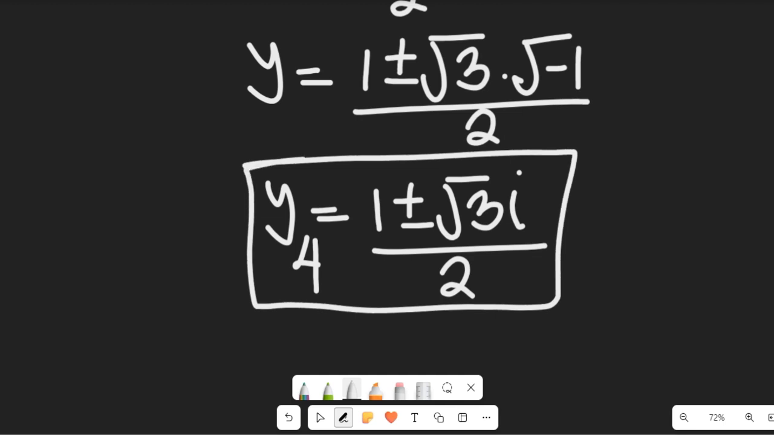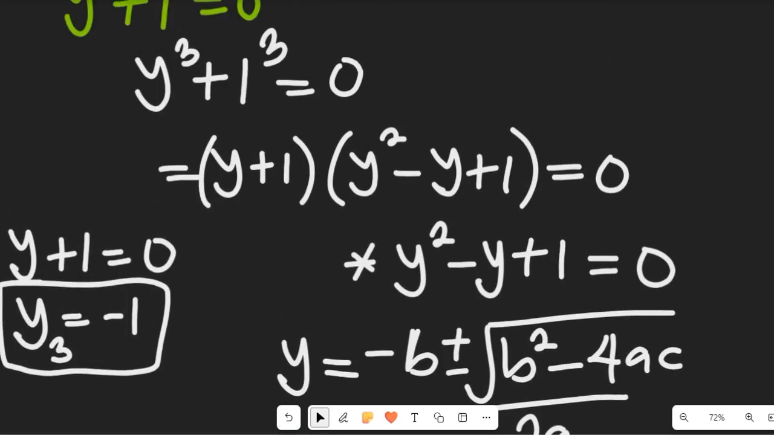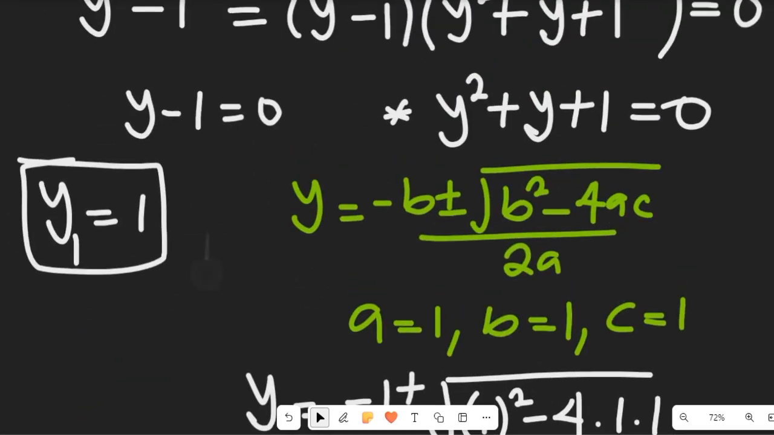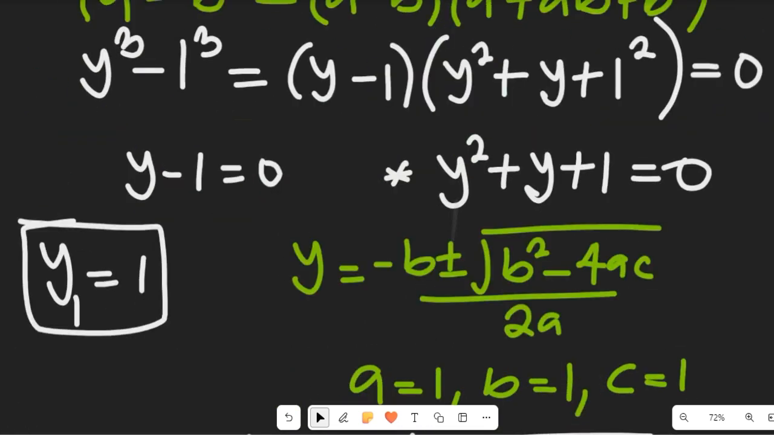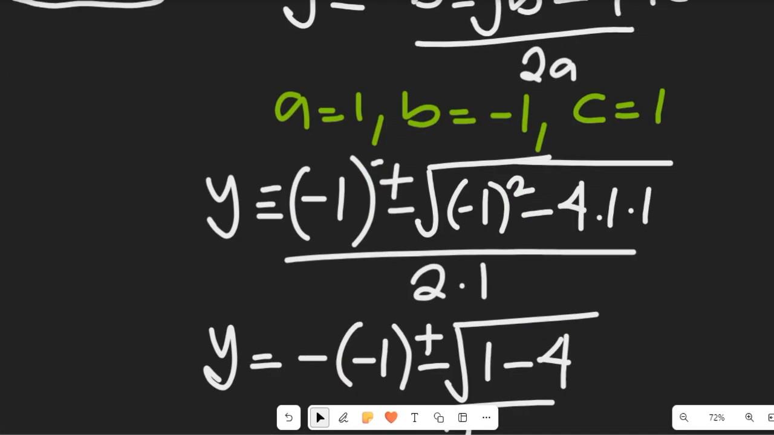Good. Now we're going to consider the final solution, and the final solution is going to be y to the power of 6 plus y plus 1 equal to 0. Y to the power of 6 plus 1 equal to 0. So how do we solve that? Let's go back there and then see how we can solve that.